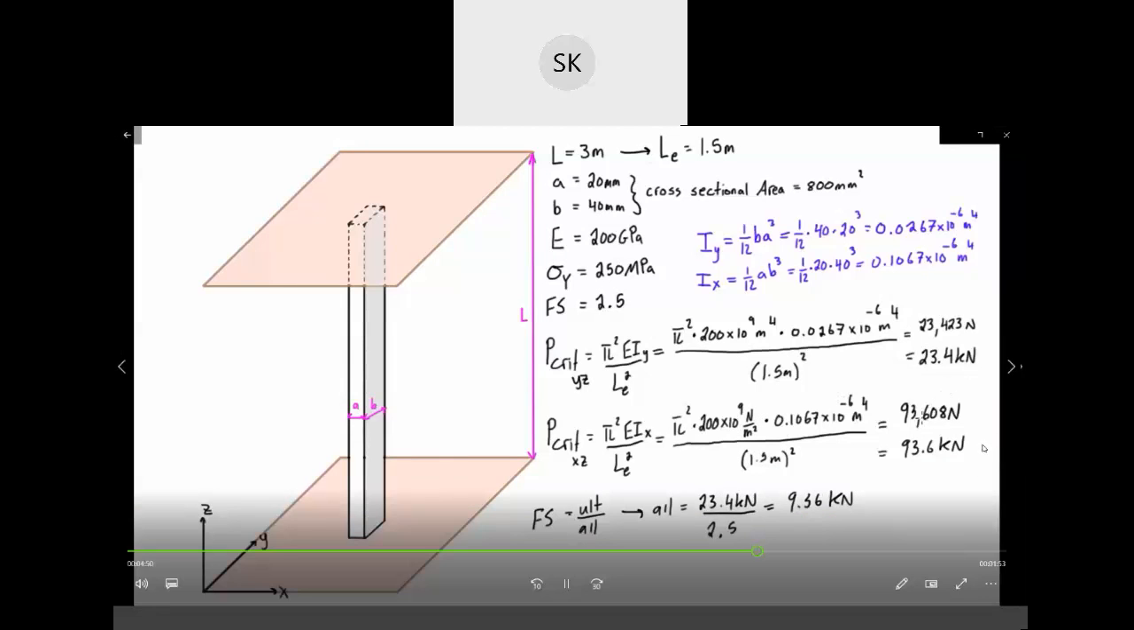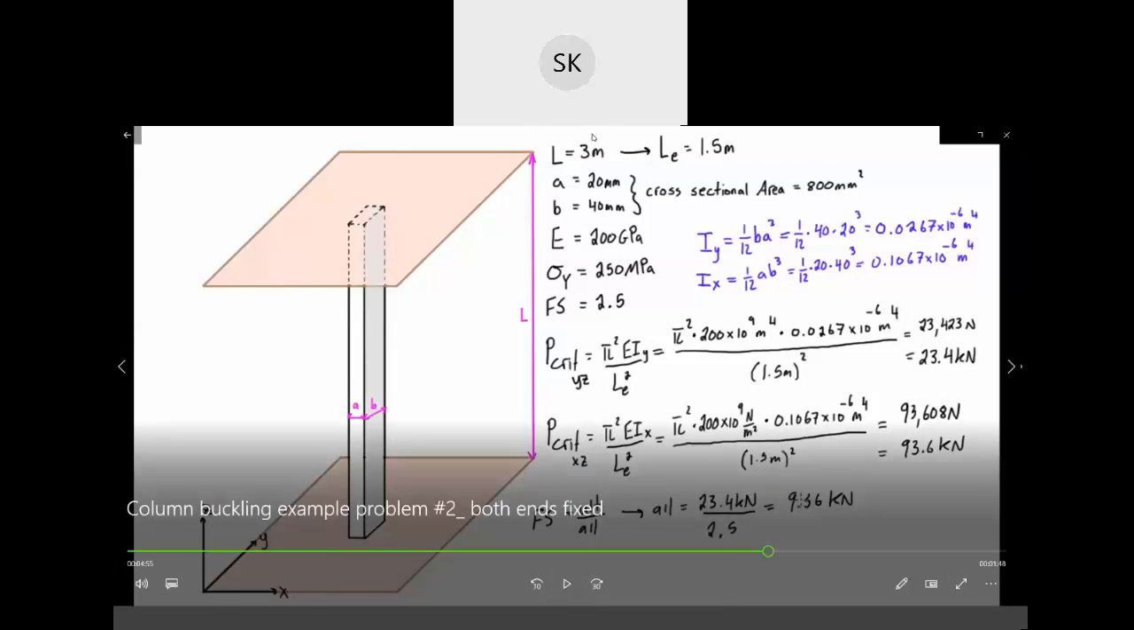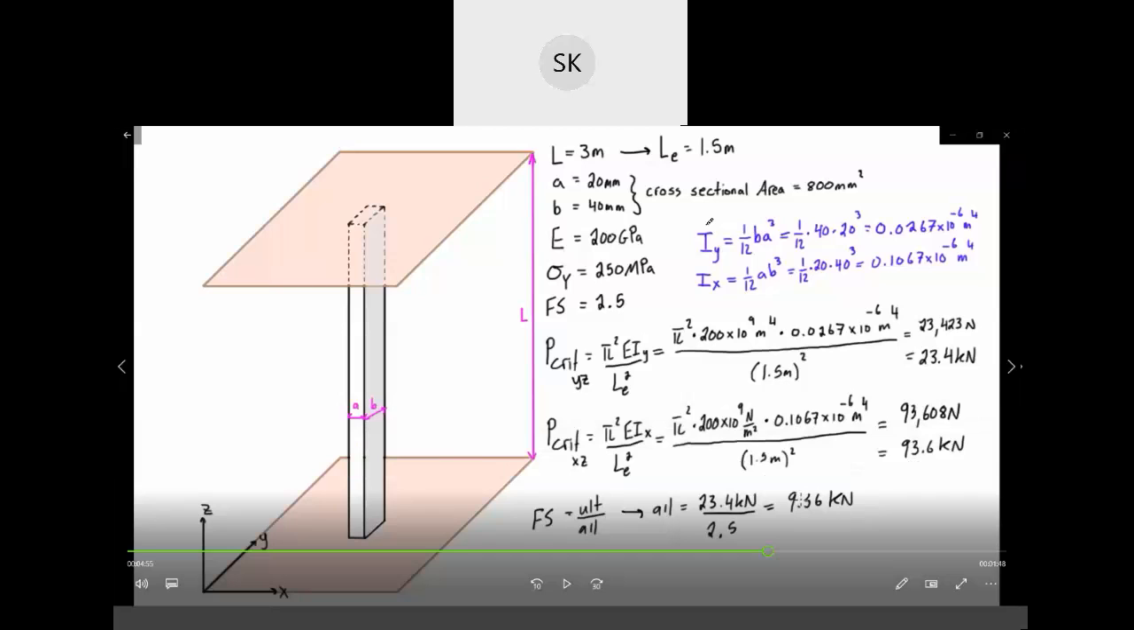Now, something we should do, exactly like we talked about in the last video, is check that. In the same problem, we first found I_y, the moment of inertia along the y-axis, and the moment of inertia along the x-axis. Then we found the critical load about both axes, and to find the allowable load, which means the load we can allow on this column, we take the lesser value divided by the factor of safety given to us. Now we got that our allowable load is 9.36 kilonewtons.